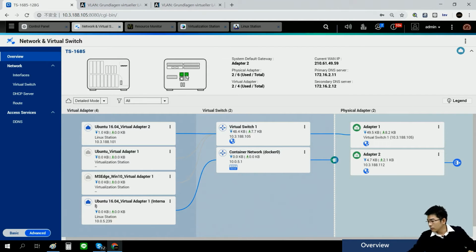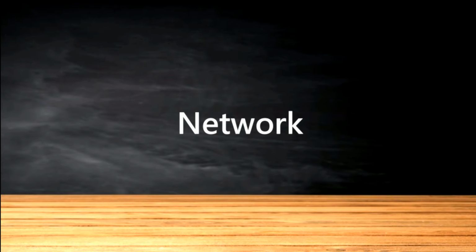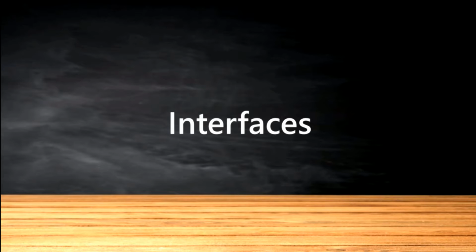Then let's go to the next part. We go to the PowerPoint. And next part, we will go to network. Since we have 4 parts in network, we have interfaces, virtual switch, DHCP server, and route. So we will go one by one. The first one will be the interfaces.